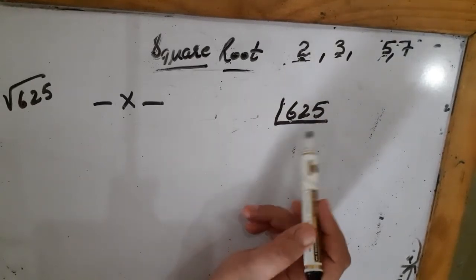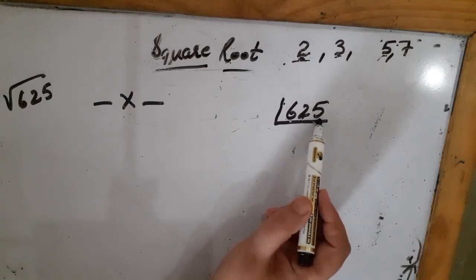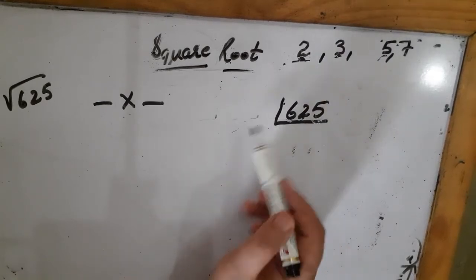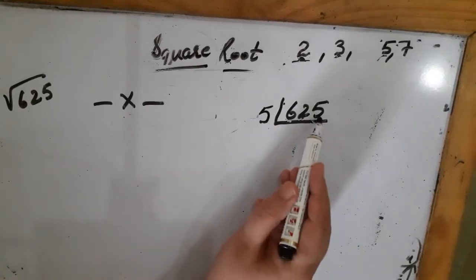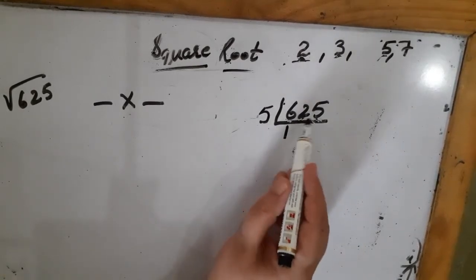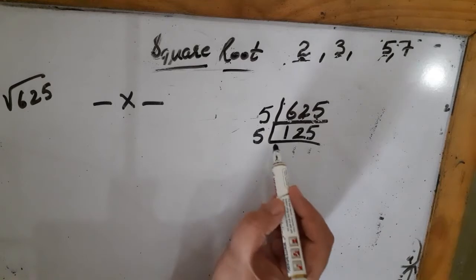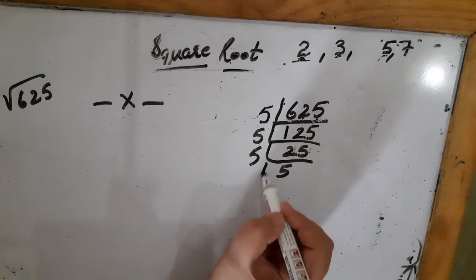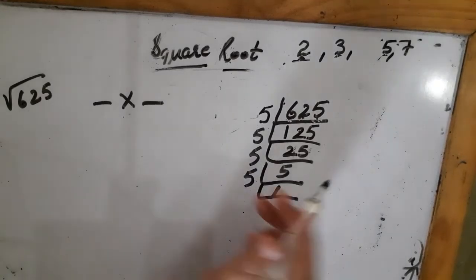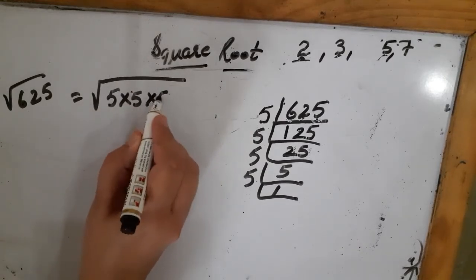Can this number be divided by 2? The first prime number is 2, no, because this is an odd number. Then 3: 6 plus 2 is 8, 8 and 5 is 13. So 13 will not go on the table of 3, it means this cannot be divided by 3. So now 5. Yes, this number can be divided by 5 because it has 5 at the end. 5 ones are 5, 5 2s are 10, 5 5s are 25. Again, this number will go on the table of 5. 5 2s are 10 and 5 5s are 25. Now 5 5s is 25 and 5 1s is 5. So what are the prime factors of 625? 5 into 5 into 5 into 5.